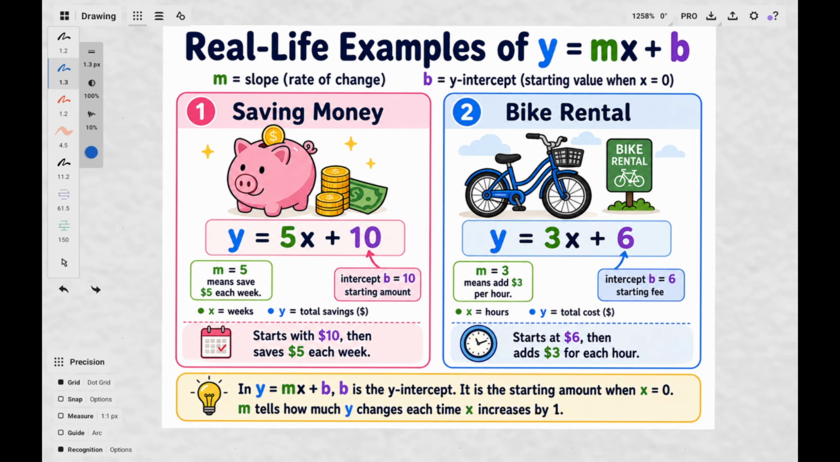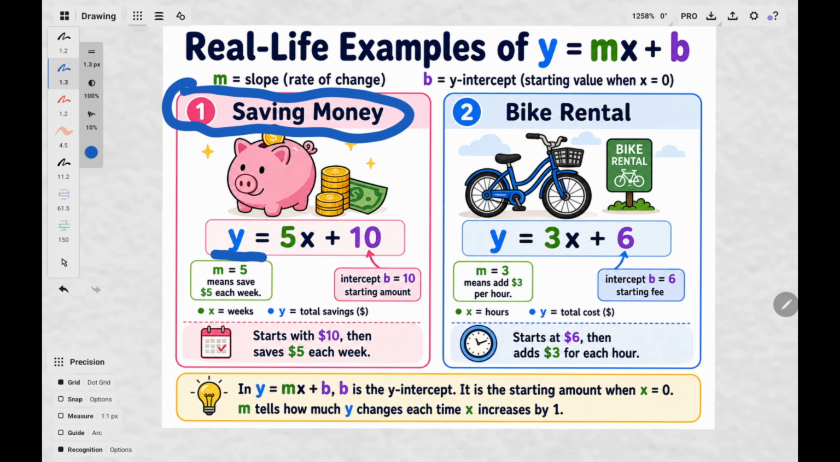real life. Because basically when I'm looking at this formula y equals mx plus b, I would be like, okay, who cares? How am I going to use this? How could it be useful to me, right? As a real life example, for example, on saving money, right?